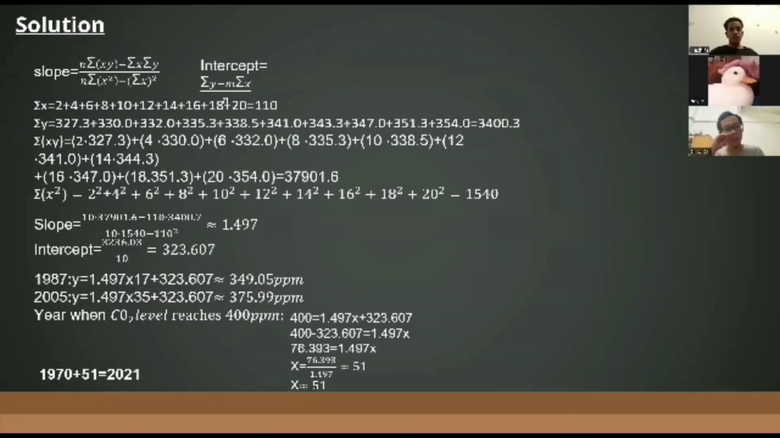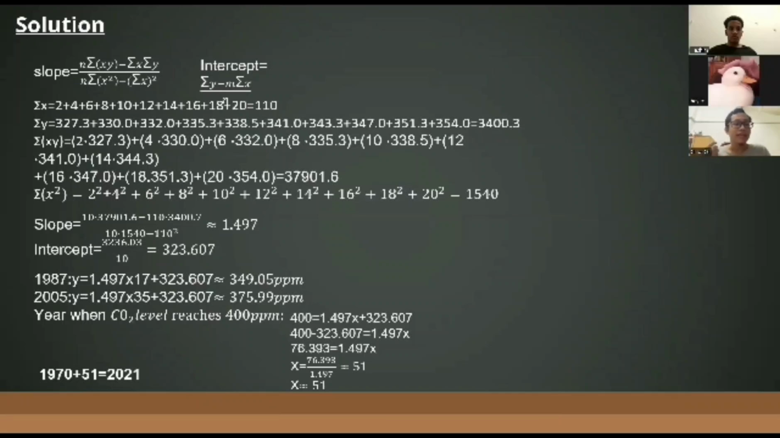Okay, to solve question number 1, here are all the workings. For the first step, we need to find out how to calculate the slope and the intercept. To calculate the slope, we need to use n sigma xy minus sigma x sigma y, divided by n sigma x squared minus sigma x squared. For the intercept, we need to use sigma y minus slope times sigma x, divided by n.